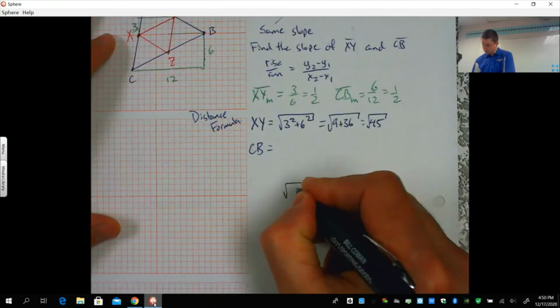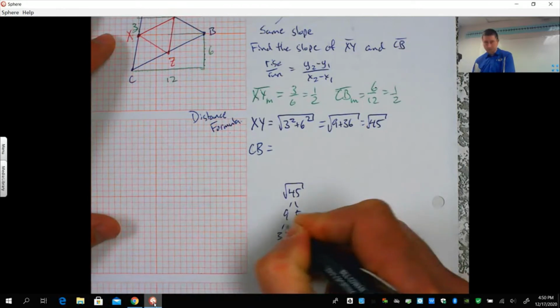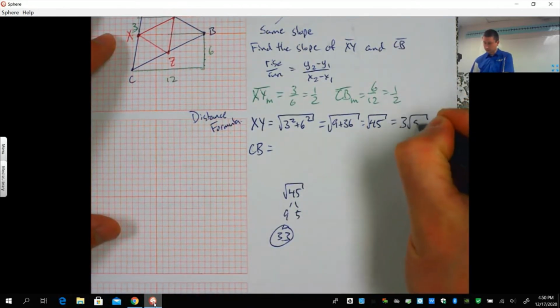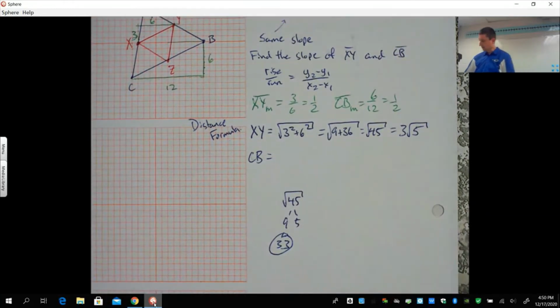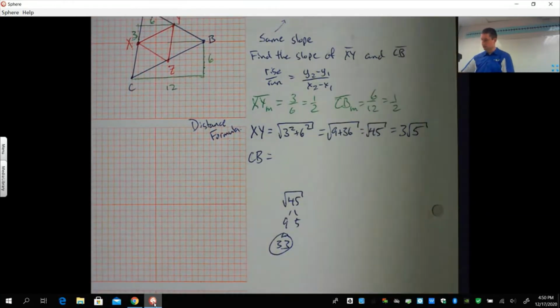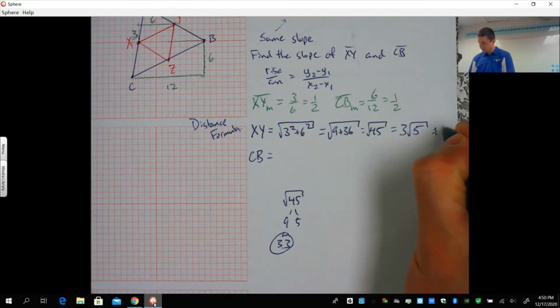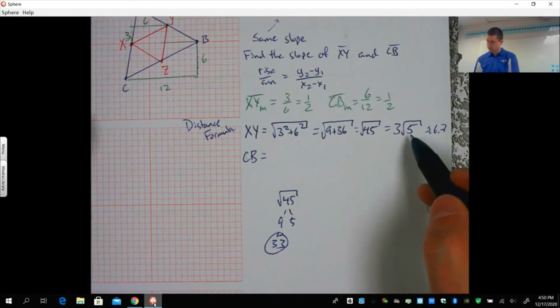So let's do a factor tree. Square root of 45, that's 9 times 5, that's 3 and 3. So I have a pair of 3's with a 5 left over. So that is 3 times the square root of 5. Okay, we can use a calculator and get an estimate for what that would be, but the computer will want that exact one. So square root of 45, we know that to be about 6.7. Okay, the computer will want the exact answer with the radical there.